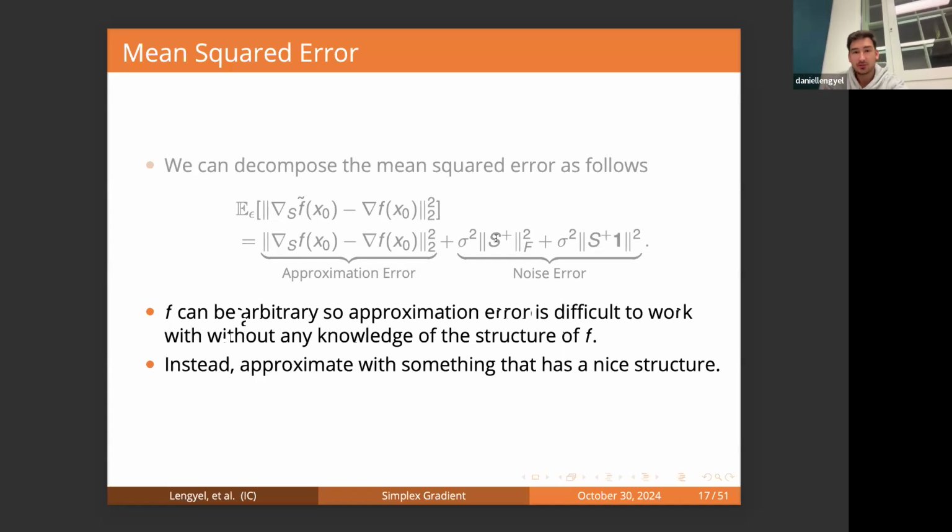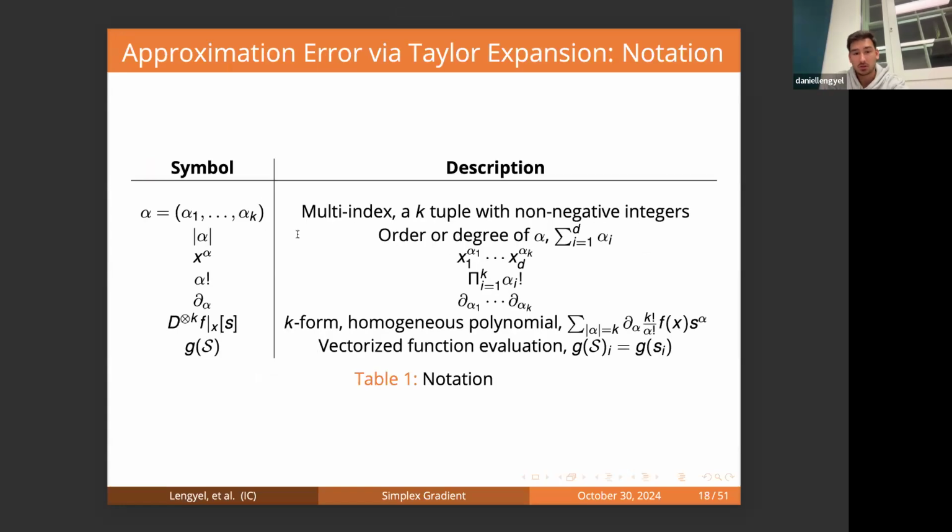To make this more precise, first some notation. Alpha is a multi-index, and this is the order of alpha, the degree. Then x to the alpha gives you this product, exponentiated. Then you get this factorial notation, which is the product of factorials.